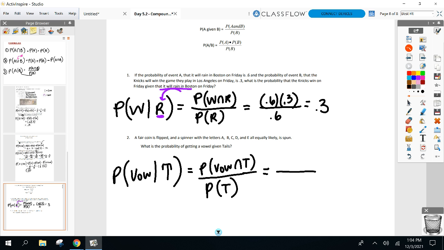Okay, well, ready? One at a time. Val, what do you got for me? 2 out of? There's no F here this time. 2 out of 5, because A and E are the only vowels out of 5 letters. A, B, C, D, E. There are 5 letters here, not 6 anymore. Vowel times tail: 2/5 times 1/2, over the probability of tails, 1/2.